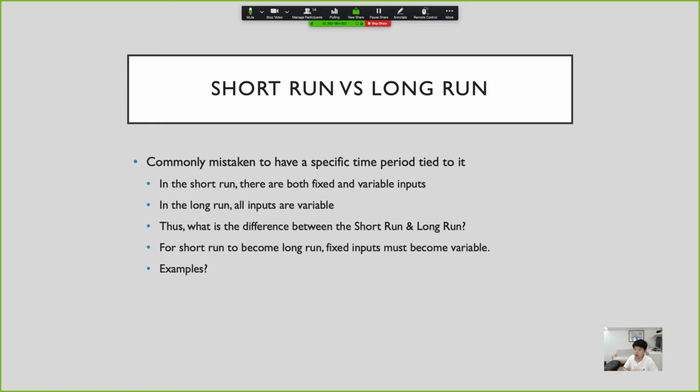So in the short run, inputs can be fixed, can be variable. But in the long run, all inputs are said to be variable. So that's the difference between short run and long run. In the long run, everything has become variable. In the short run, you still have things that are fixed and things that are variable. Okay?